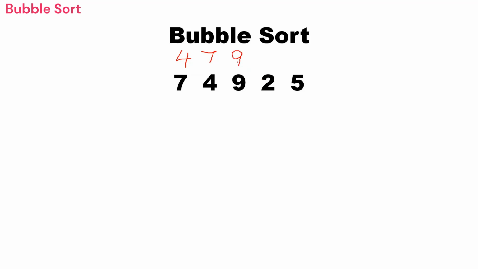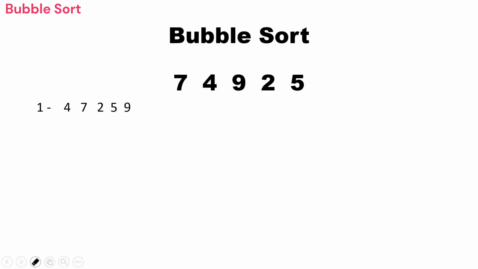Between 9 and 2, we're going to cut off 9 from here, put 2 here, and put 9 here. Between 9 and 5, we're going to cut off 9, put 5 here, and put 9 here. So in the first iteration, we got 4, 7, 2, 5, and 9. So that will be our first iteration in the loop: 4, 7, 2, 5, 9.